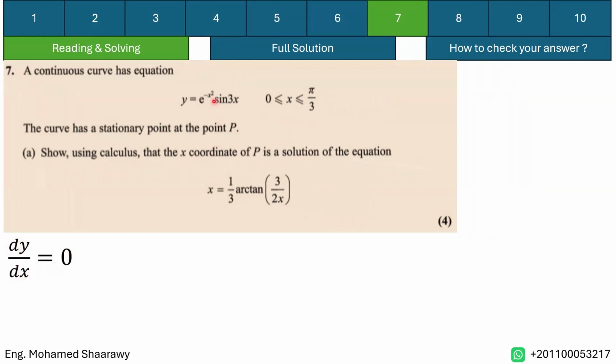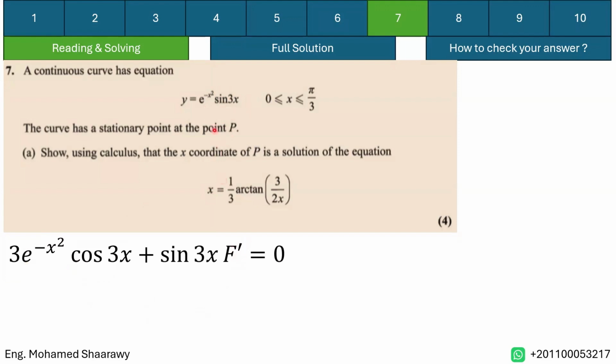dy by dx of this function: it's a product function, so I can use the product rule, which is the first times the derivative of the second plus the second times the derivative of the first. The first is e to the power of negative x squared. The derivative of the second is the derivative of sine 3x, which is 3 cosine 3x, sorry, my bad. And the second function is sine 3x. The derivative of the first, it's an exponential function, so write it as it is, and then multiply by the differentiation of the power, which is negative 2x. Now let me rewrite this.